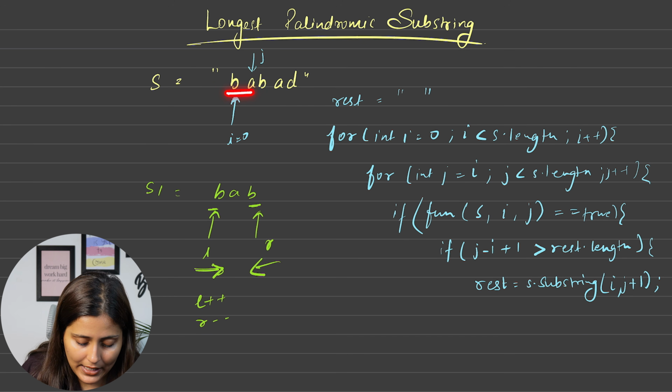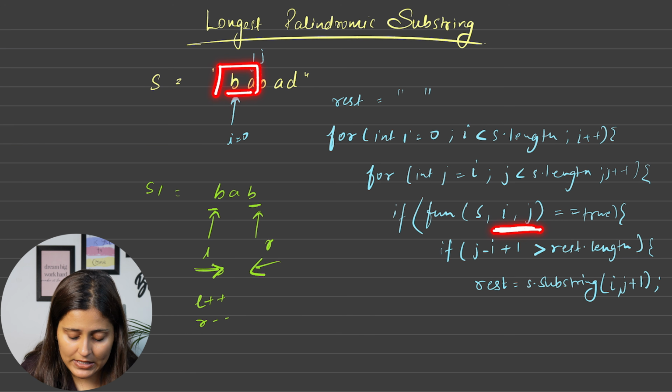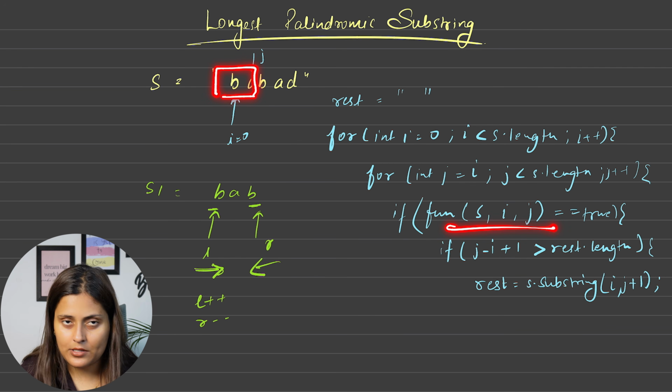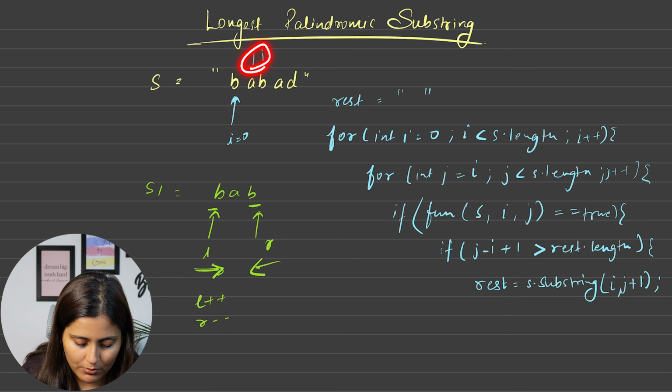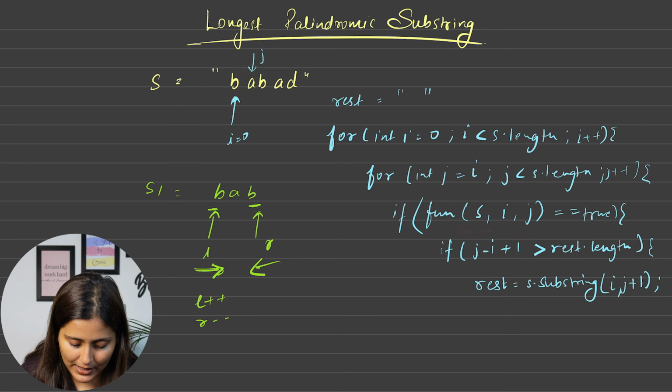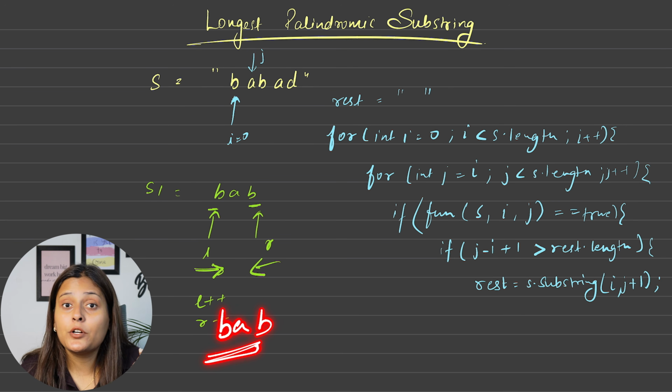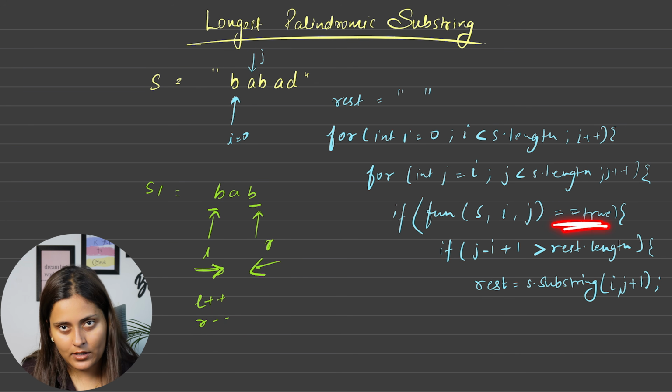So now for BA, in this function we will send 0 and 1. Now BA is not a palindrome, so this will return false, and we need not check further. Next time j will move to this, 0 to 2. So we will send this here. Now BAB will be checked and hence we will get true as a result. So it will return true.